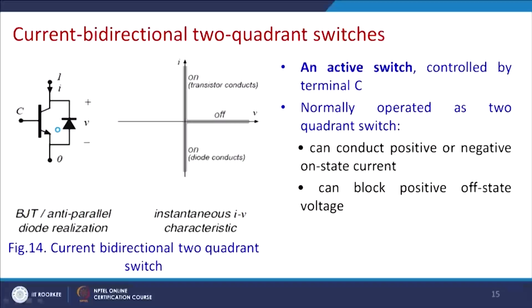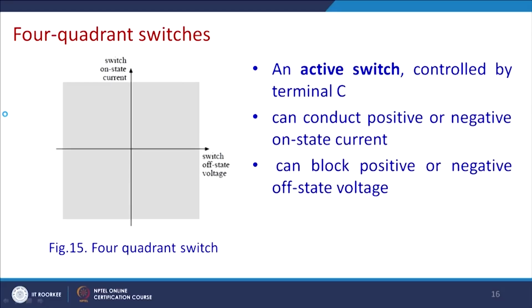The current bidirectional two quadrant switch: here you can see the same thing, the active switch is controlled by C. Now let us talk about the 4 quadrant switch. It is required to be realized by active switches only, because it is required to block current as well as flow current when desired, since all the quadrants are required to be incorporated in this circuit. Thus, it can conduct positive as well as negative on state current, and can block positive or negative off state voltage. These are the requirements.